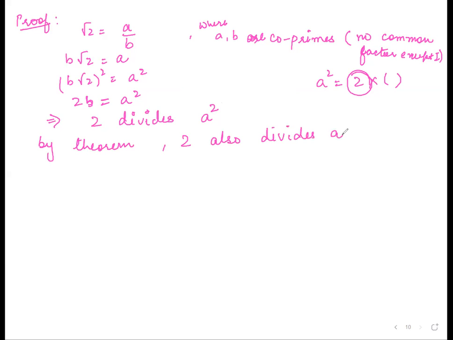Okay. So if it divides A square, then by theorem, it also divides A. Like if I just mark this as my equation number 1, and this result I just mark as 2. So these are important conclusions actually.